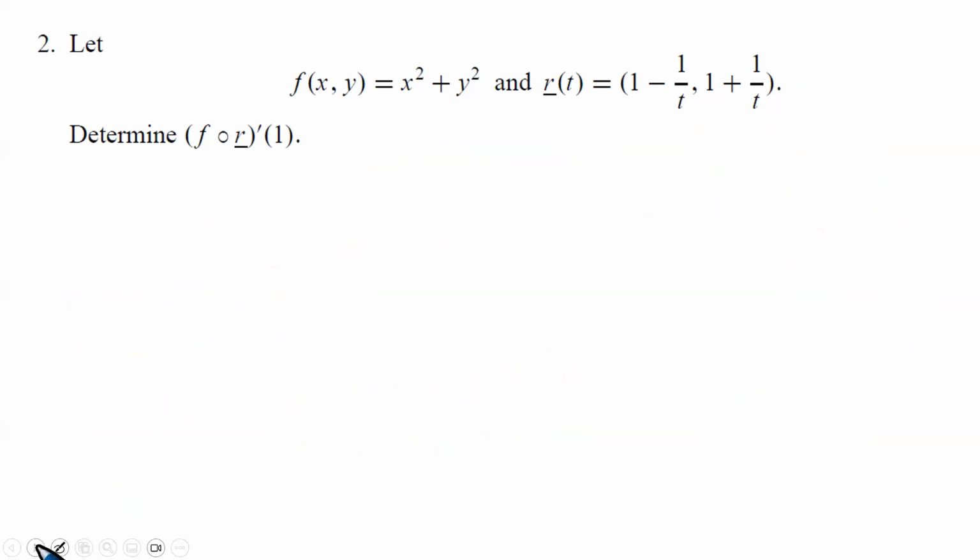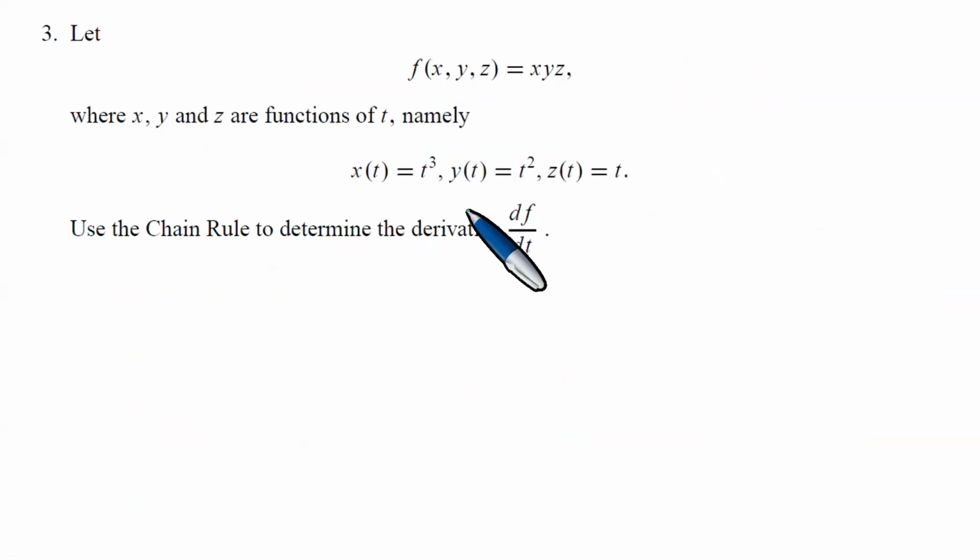Remember, this discussion is recorded, so even if you do not copy the things, you would have access to this recording at the end of our discussion. But now, this function f is a function of 3 variables x, y, and z. So if you let f to be a function of 3 variables x, y, and z, which is xyz, where x, y, and z are functions of t, namely x of t is t cubed, y of t is t squared, z of t is t, use the chain rule to determine the derivative of df dt.